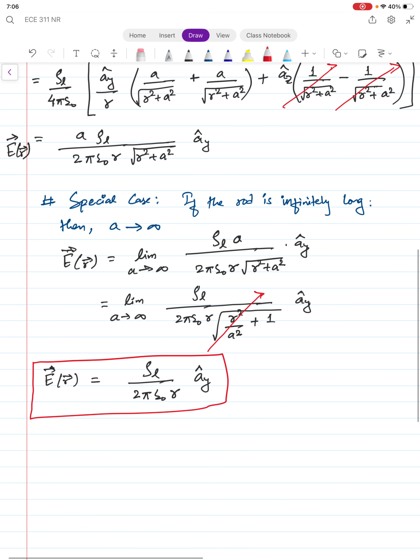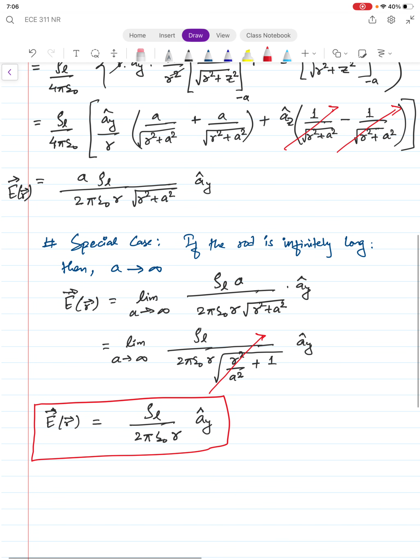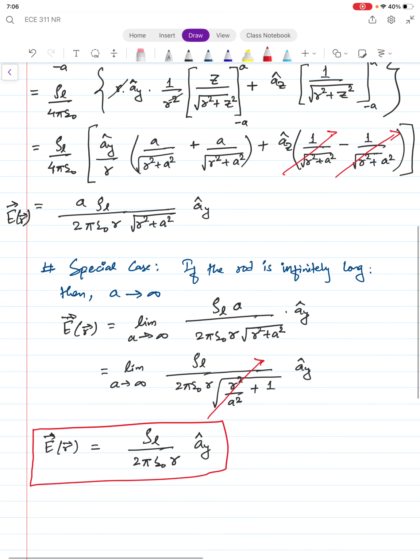But for a finite rod, the electric field will be given by this result.